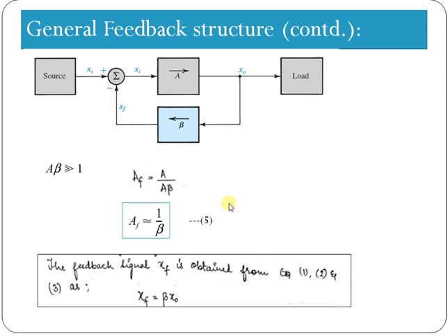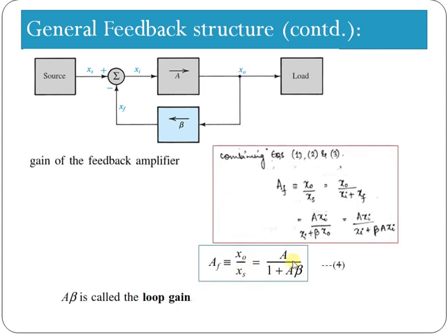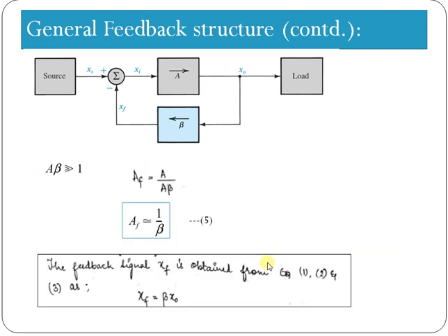So what happens to our equation AF is equal to A divided by 1 plus A beta is, it will be reduced to A by A beta, which is equal to 1 by beta, denoted in equation number 5. So the gain of the feedback amplifier will be almost entirely determined by the feedback network, which is implied in equation number 5.